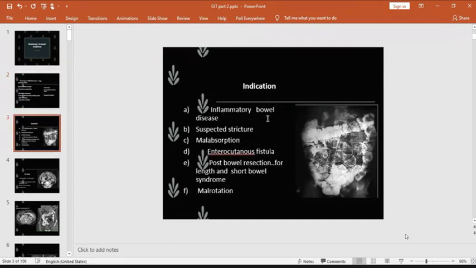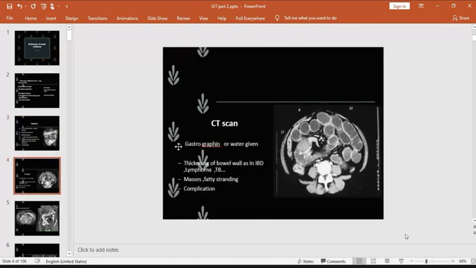Indications of the barium follow through are in cases of inflammatory bowel disease, stricture, malabsorption, enterocutaneous fistula, post bowel resection for the length and short bowel syndrome, and in cases of malrotation. It is called barium follow through for the small intestine. Most cases related to the small intestine we usually diagnose by CT scan rather than by barium follow through, according to the situation.